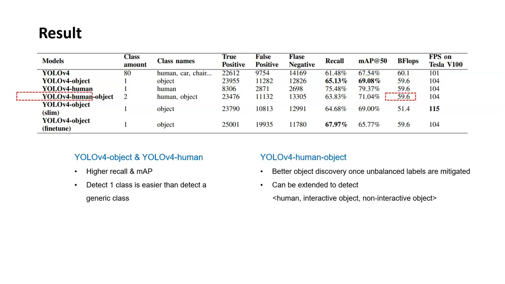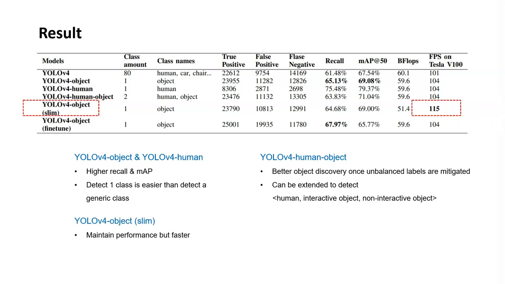Then, we analyze the output of YOLOv4-human-object from two focus points. First, its mAP is higher than YOLOv4-object, verifying the influence of the biased training samples. Once the issue of unbalanced samples is solved, the model can better generalize its competence of object discovery. Second, the performance of YOLOv4-human-object suggests the extendability of our proposed method. It can be inferred that using our method to detect the triplets human, interactive object, and non-interactive object is also feasible.